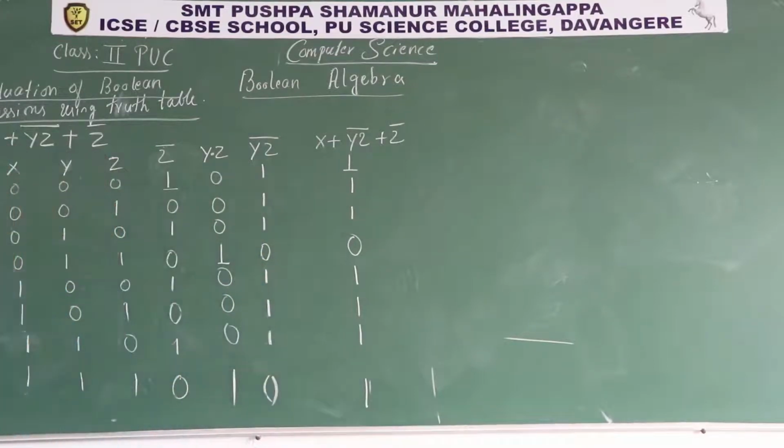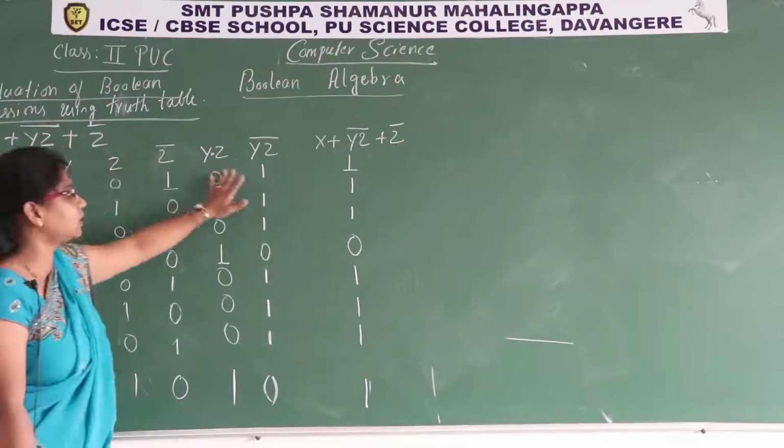It is not evaluation, it is a construction of the truth table for this expression, but in your textbook they have given the heading like this, evaluation of Boolean expression using truth table. Sometimes they'll give both expressions, LHS and RHS. Sometimes they'll give only one expression. For this expression it is not evaluation, it is construction of the truth table for the given Boolean expression. We have constructed the truth table.